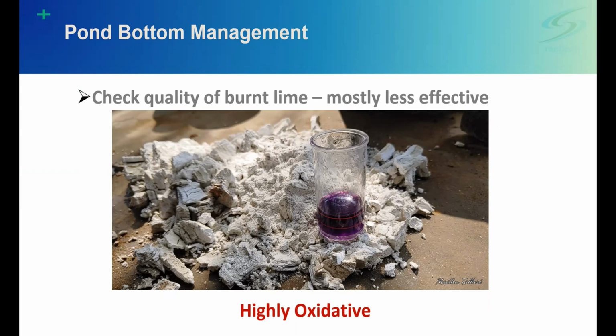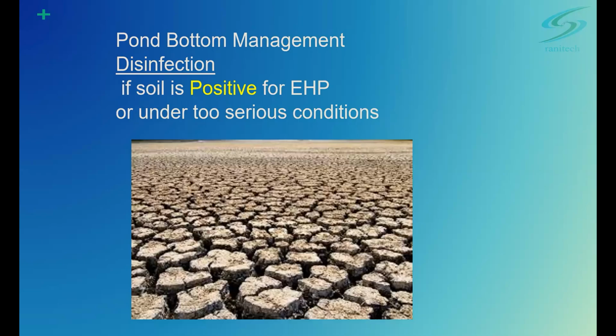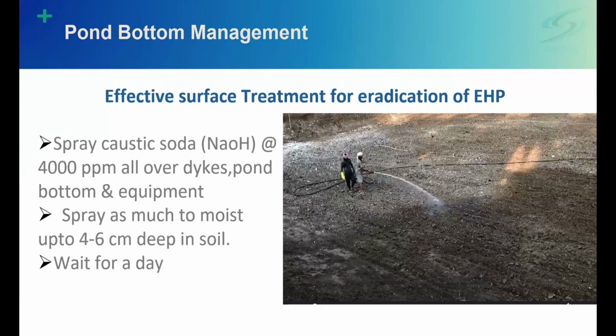So if you know that your last crop was very bad and you have a serious EHP infection and you want to do further treatment, I suggest you go for chemical treatments, which are very harsh. I don't outright suggest every farmer to use these treatments, but in extreme cases, when you don't have any other option, you have to go for harsh treatments like sodium hydroxide. Sodium hydroxide is around 4,000 ppm.